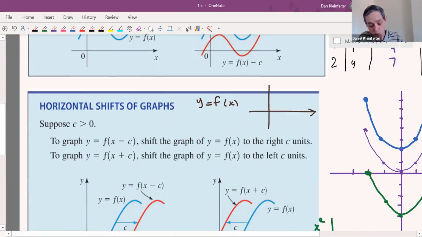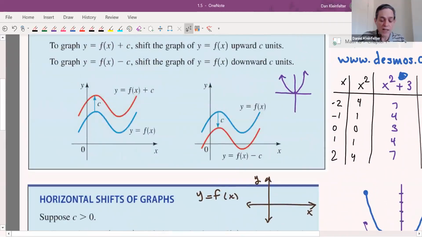Our x is the horizontal axis. Our y, or our f of x, is the vertical axis. In the first case, we were adding this constant c after the f of x. It was f of x plus c or f of x minus c. So that means that the adjustment was done to a y value, which is why the graph moved in the y direction. The graph moved either up or down because the plus or minus c was done after the f.